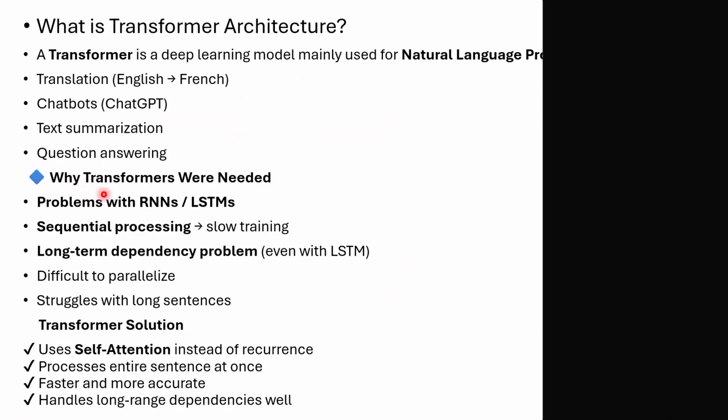So let's discuss why transformers were needed. Before going to transformers, we learn about RNN and LSTM. RNN stands for recurrent neural networks. It is designed to work with sequences like sentences, as we discussed before.